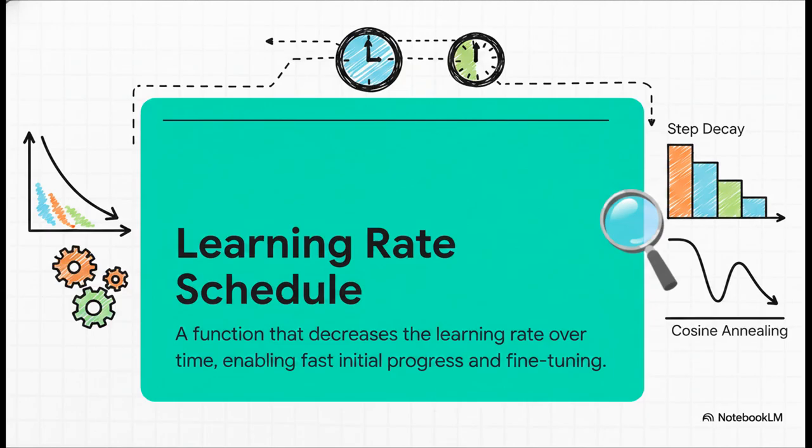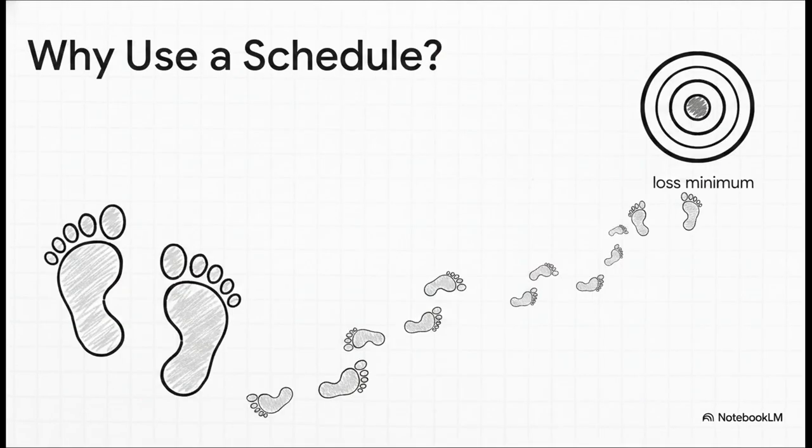It's really just a plan, a recipe, for how you're going to decrease that learning rate as training goes on. You might cut it in half every few epochs, that's step decay, or you might use something smoother, like a cosine annealing schedule. So why is this so important?